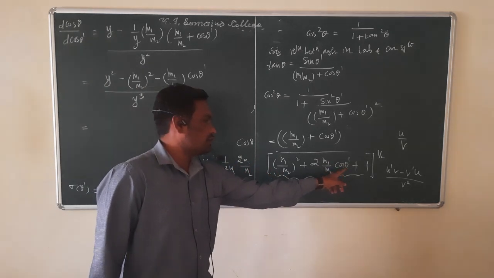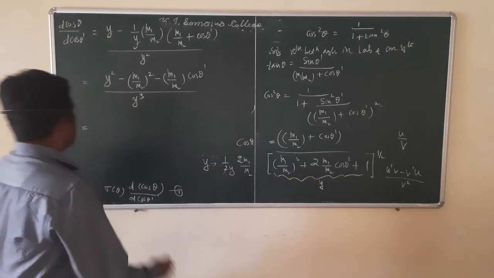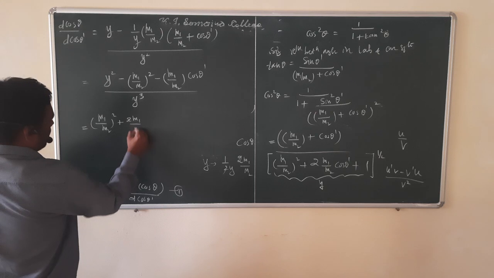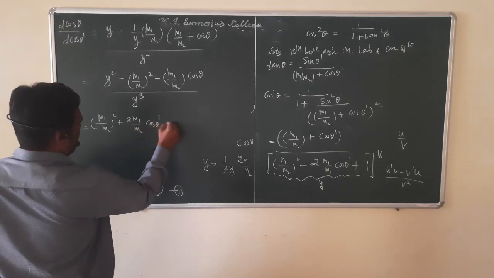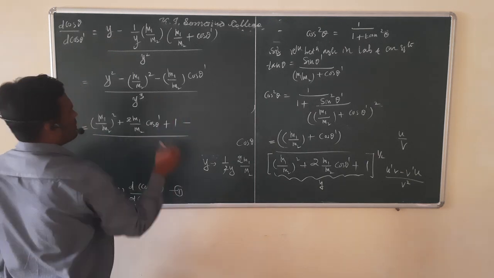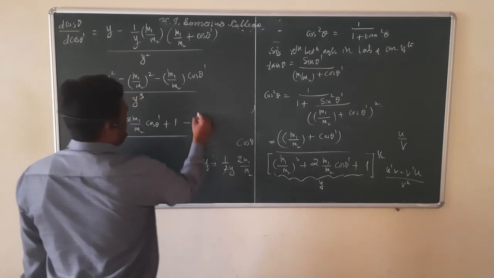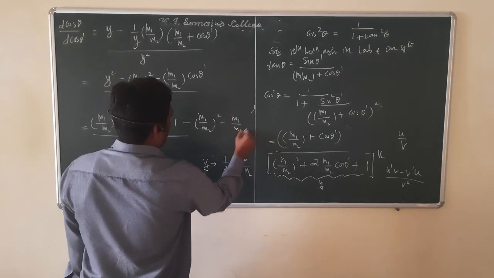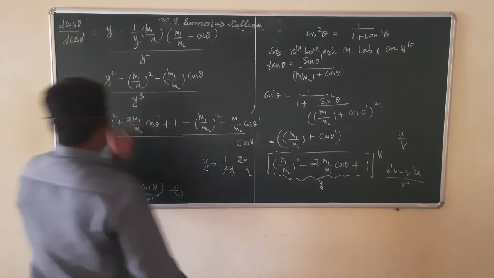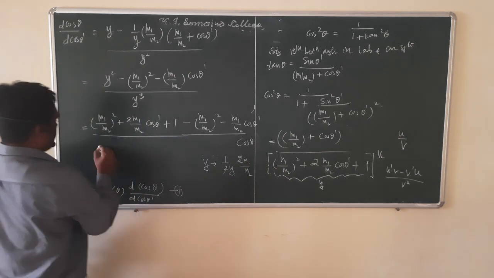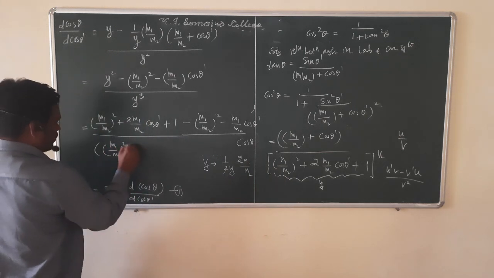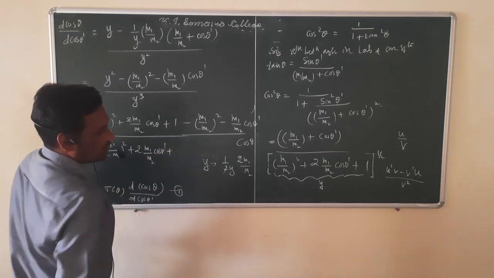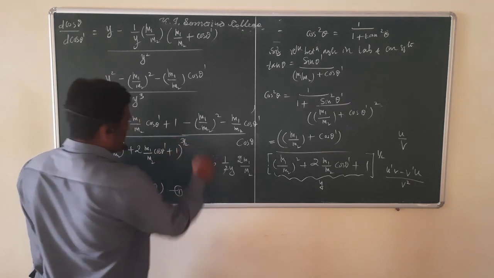So y square is, we have to take the square of this term. So if you take the square of this term, that will become m1 by m2 square plus 2 times m1 by m2 cos theta dash plus 1, okay, minus this is y square, minus m1 by m2 square minus m1 by m2 cos theta dash, and divided by y cube, means we have to take the cube of this term. So m1 by m2 square plus 2 times m1 by m2 cos theta dash plus 1, and the cube of this is raised to 3 by 2.